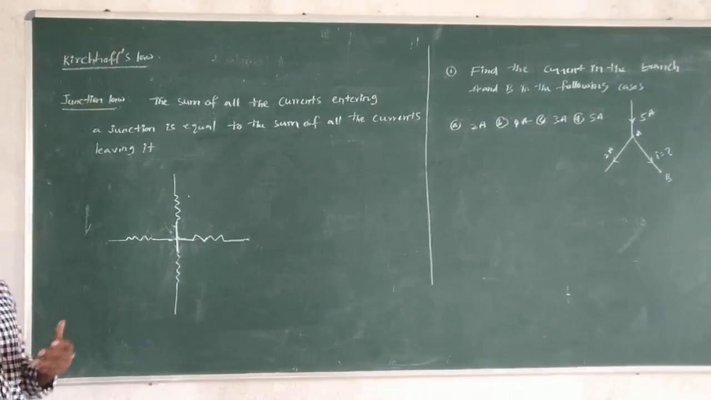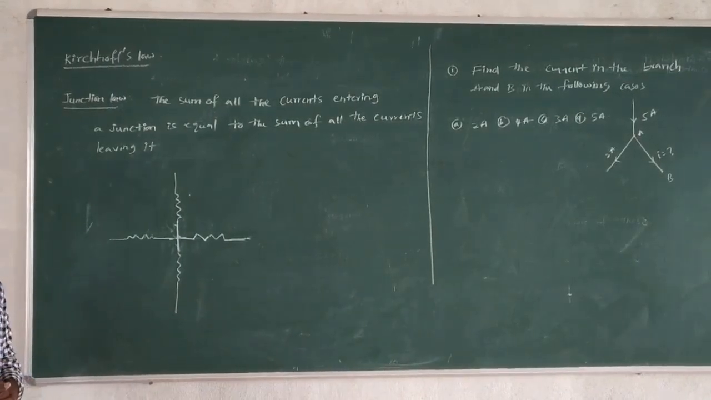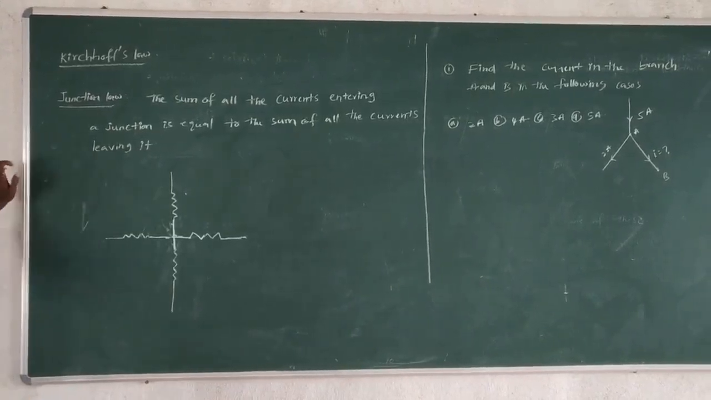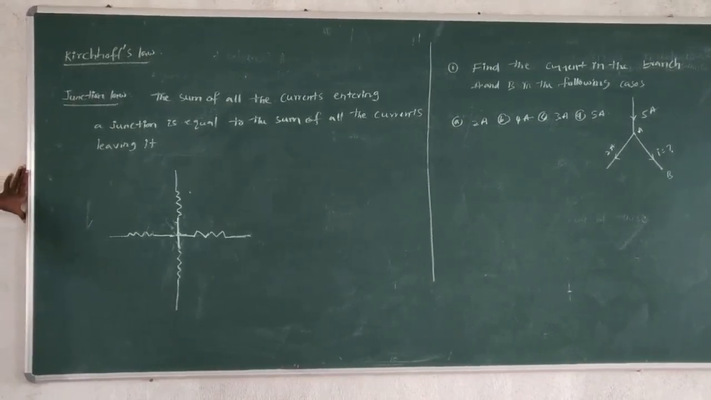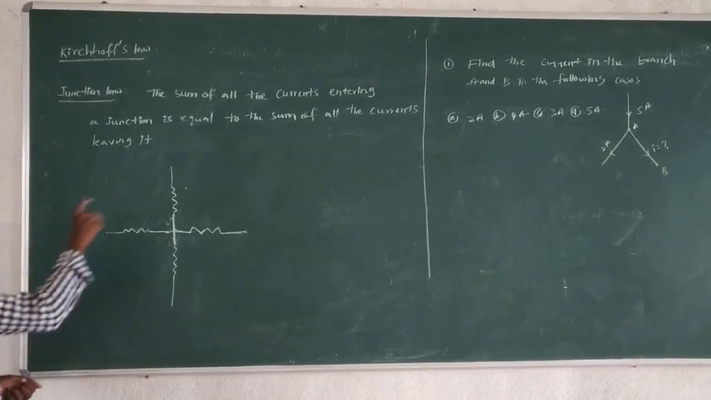Today I am going to explain the topic Kirchhoff laws. So in Kirchhoff laws, two types of laws are there. One is the junction law, another one is the voltage law. Junction law means the sum of all the currents entering a junction is equal to the sum of all the current leaving it. Suppose let us consider a small circuit diagram.